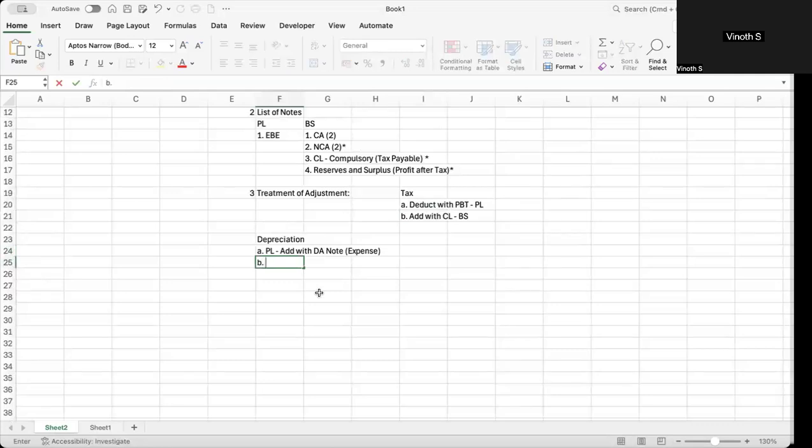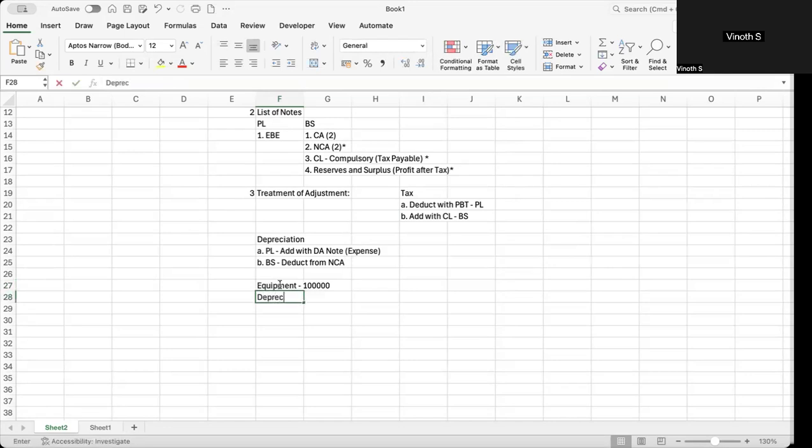Second, the depreciation amount will reflect in the balance sheet, deducted from non-current assets. Non-current asset is the long-term asset. From there, we need to reduce the depreciation. Generally, depreciation will be given as a percentage. Assume the equipment value is, suppose, 1 lakh.